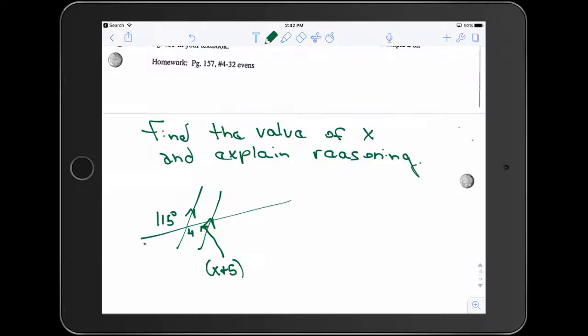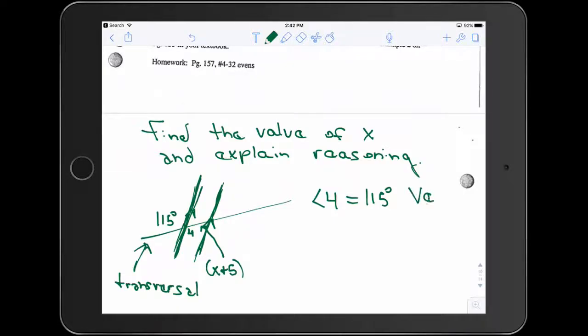Now keep in mind this is the transversal right here. I'm trying to write fast, so it's not working very well. And this here is one parallel line, and there's the other parallel line. So the first thing we know is that angle 4 is equal to how many degrees? I would hope you can say instantly it's 115 degrees. And how do we know that? We know that because those two angles are congruent because they're vertical angles. So that's the reasoning part. You need to explain your logic as far as how you're coming up with the answer.